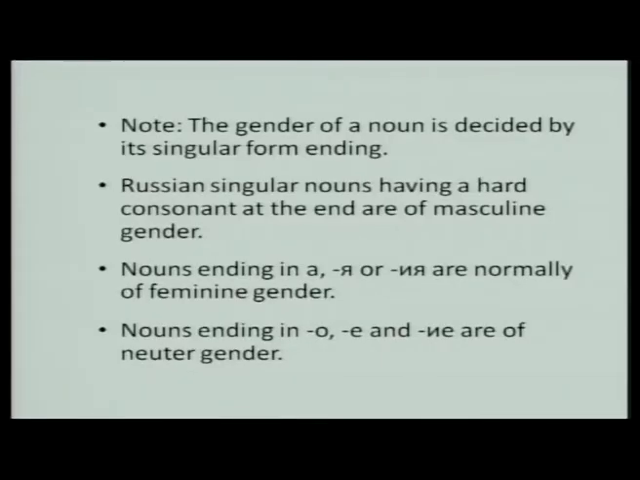The gender of a noun, as we have just discussed, is always decided by its singular form ending. Russian singular nouns having a hard consonant at the end are of masculine gender. Nouns ending in a, ya or iya are normally of feminine gender, and nouns which are ending in o, ye and ea are of neuter gender.